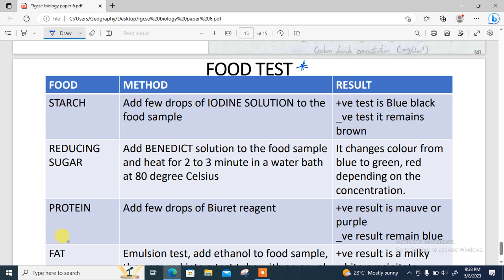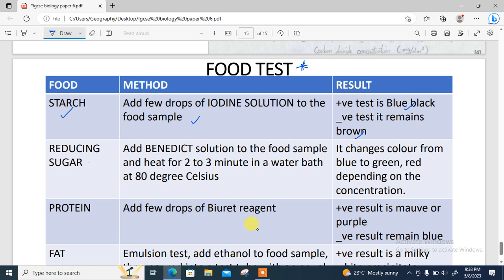They have a way of bringing in food test into the question. Now, if you look at this food test, they said, how do you test for starch? You add a few drops of iodine solution to the food sample. Positive test, it will give you blue-black, and negative test will remain brown.